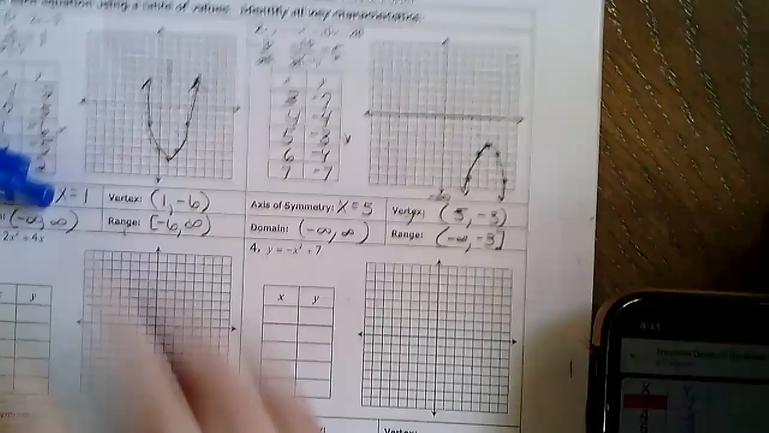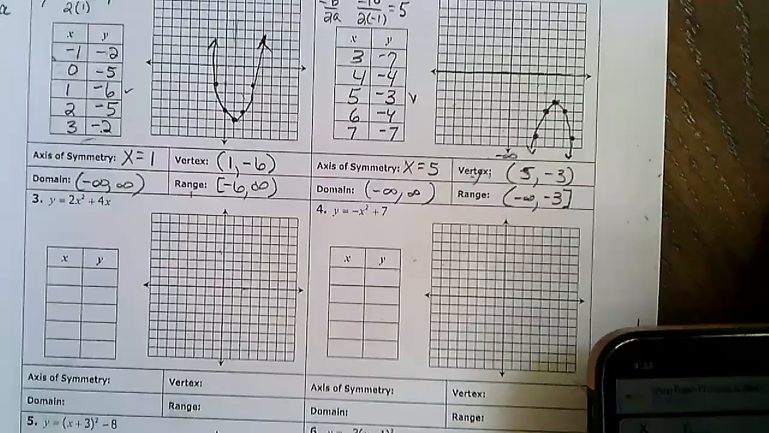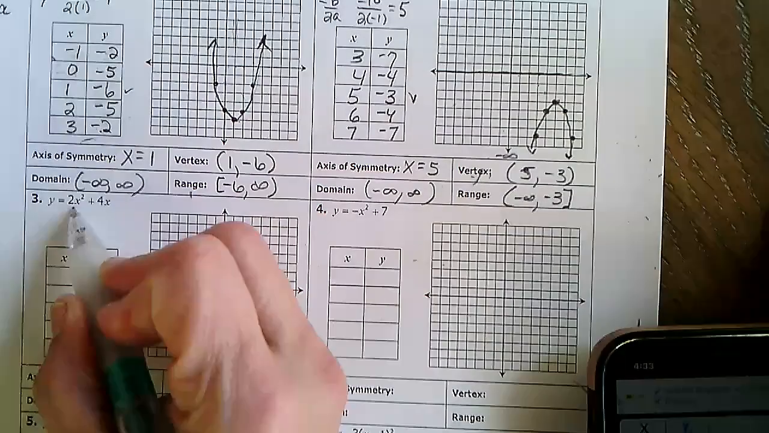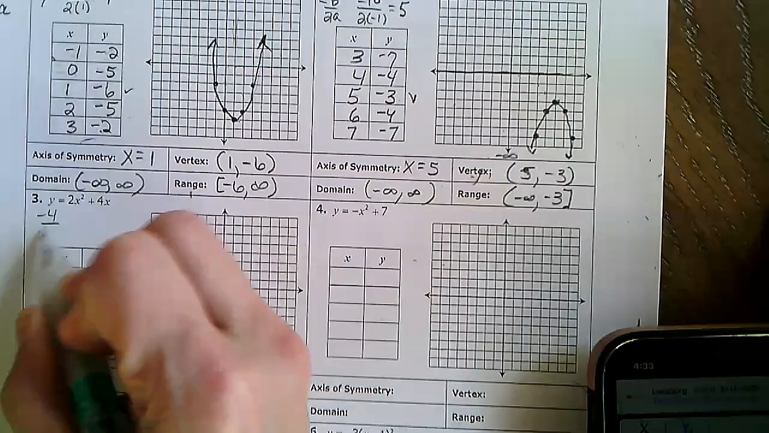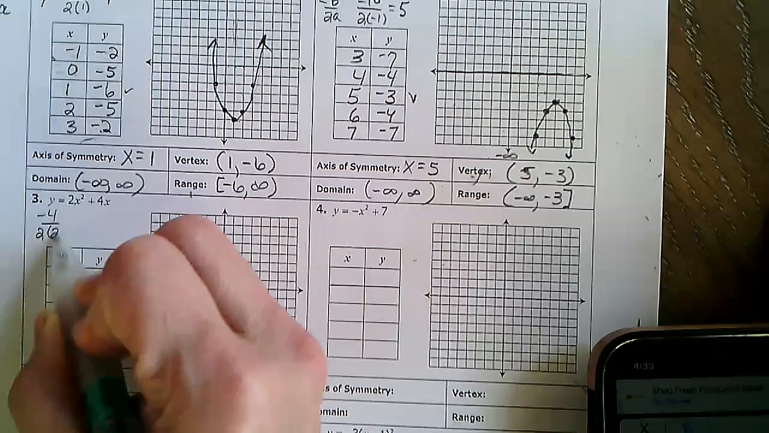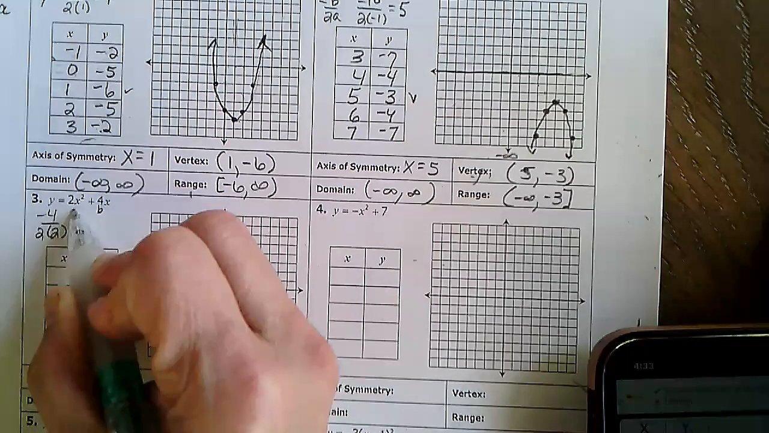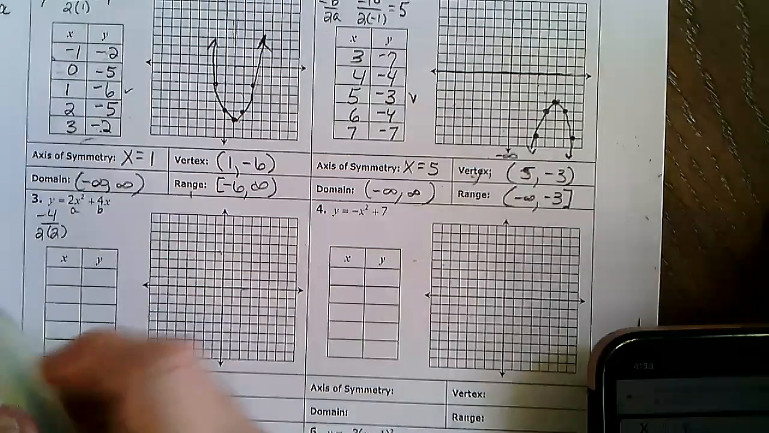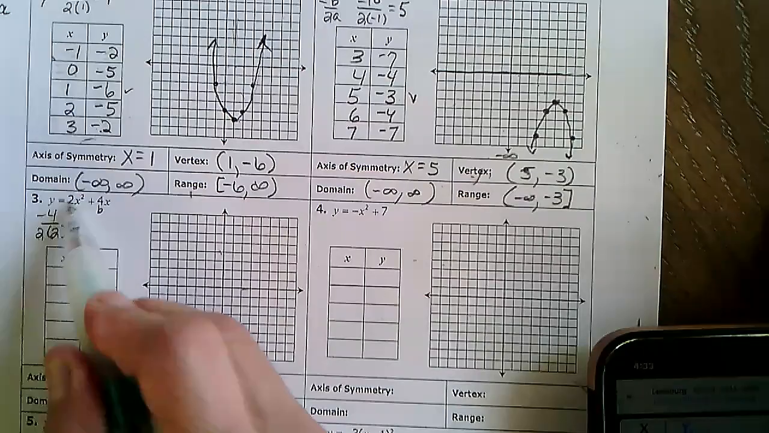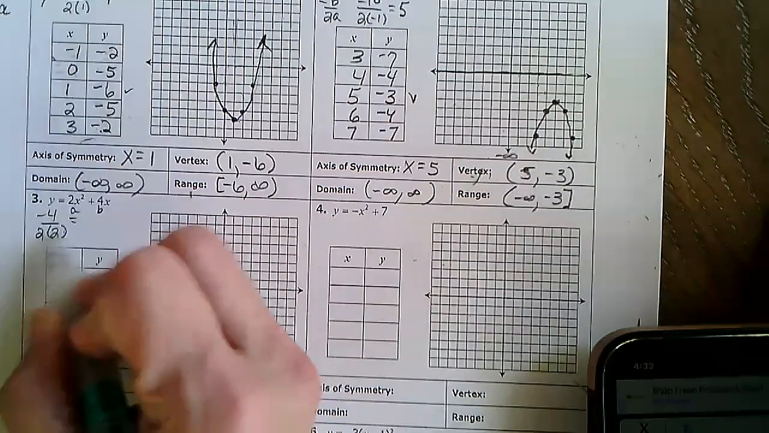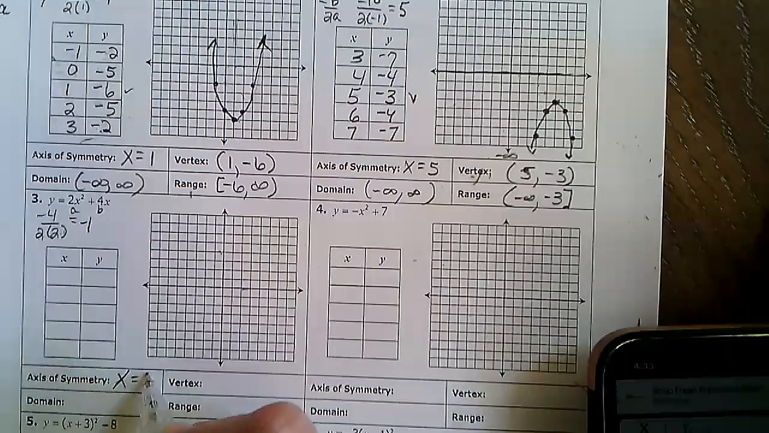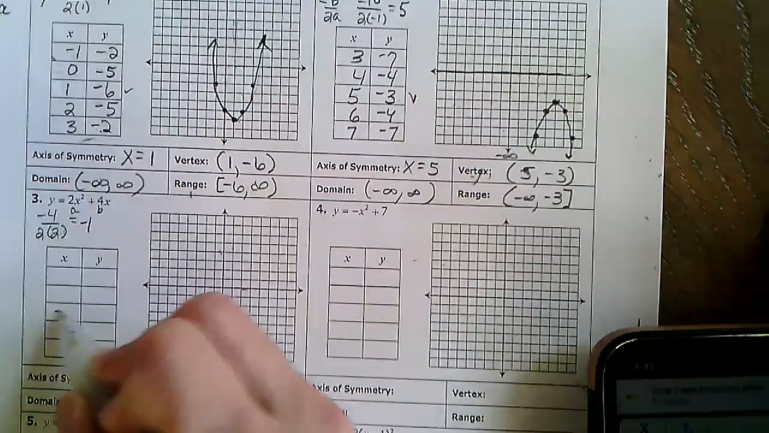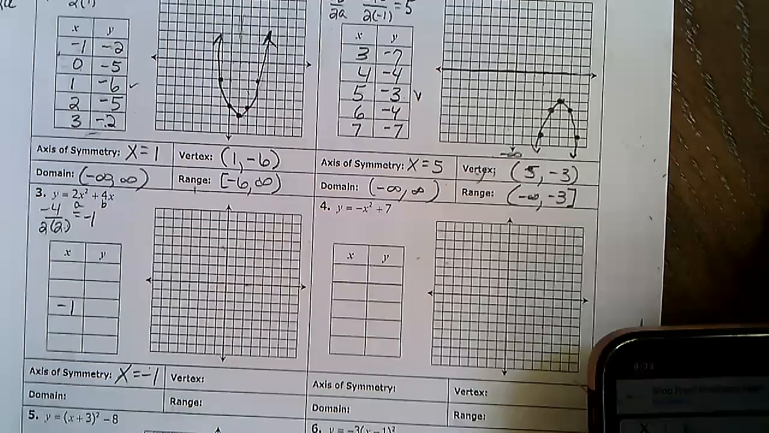Okay. All right, number 3, 2x squared plus 4x. So the opposite of b would be negative 4 over 2 times a. That's b, that's a. The opposite of b is negative 4 over 2 times 2. Negative 4 divided by 4 is negative 1. So that's my axis of symmetry. X equals negative 1, which goes in the middle of my table.